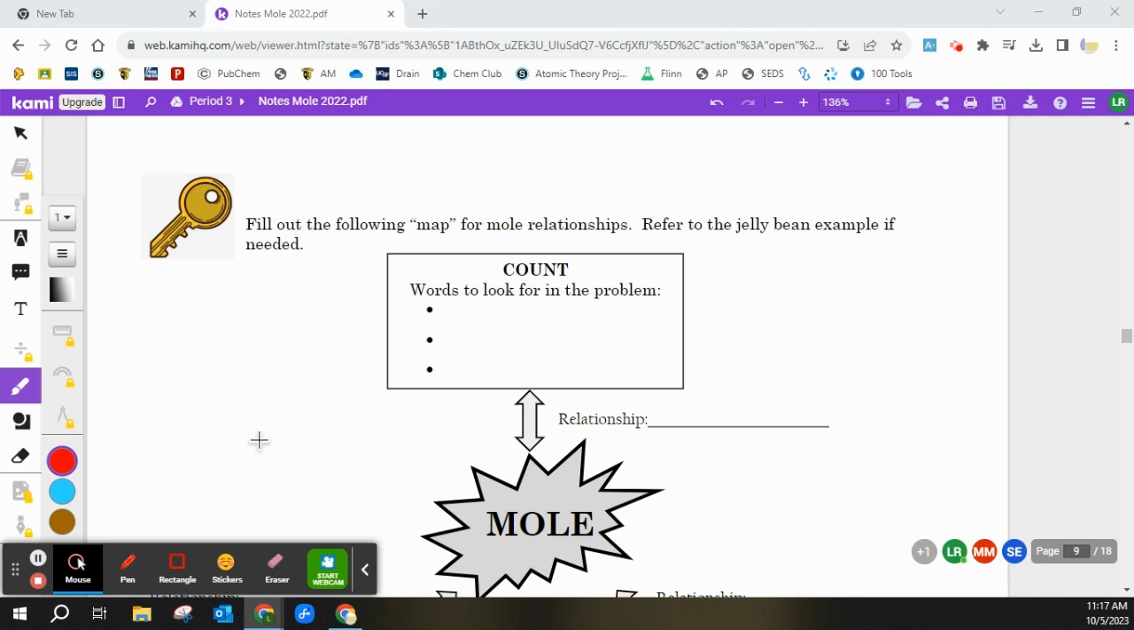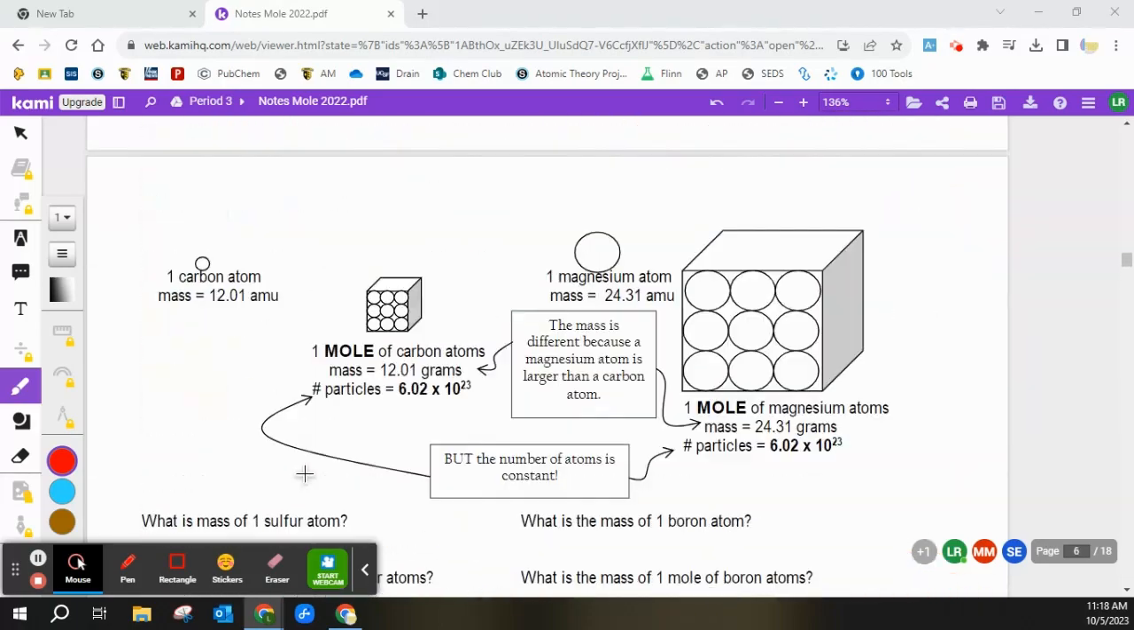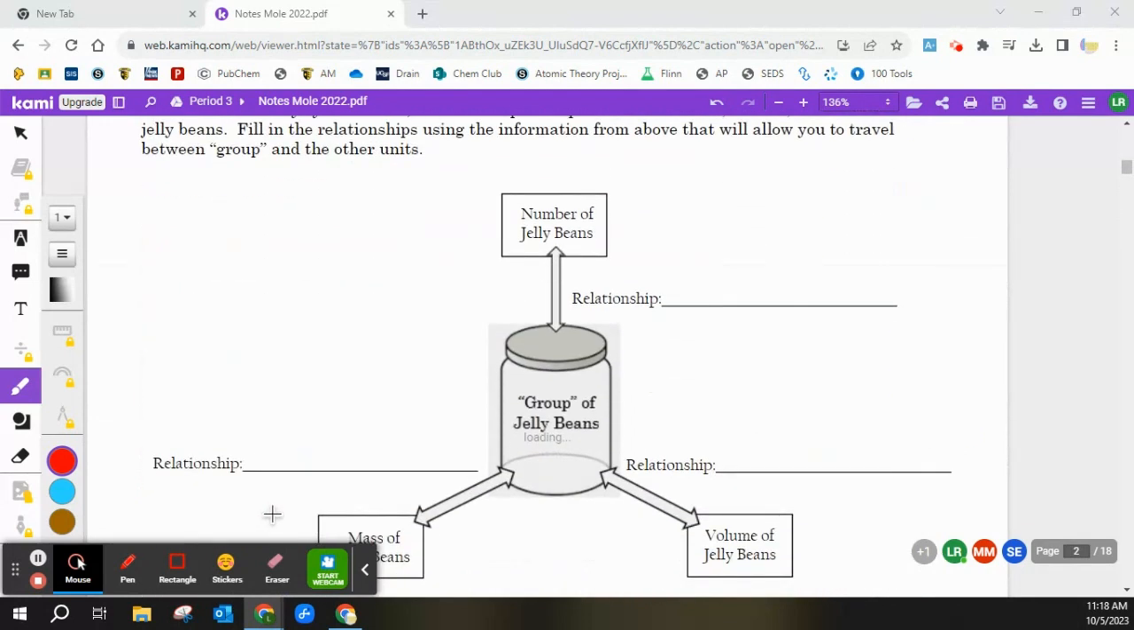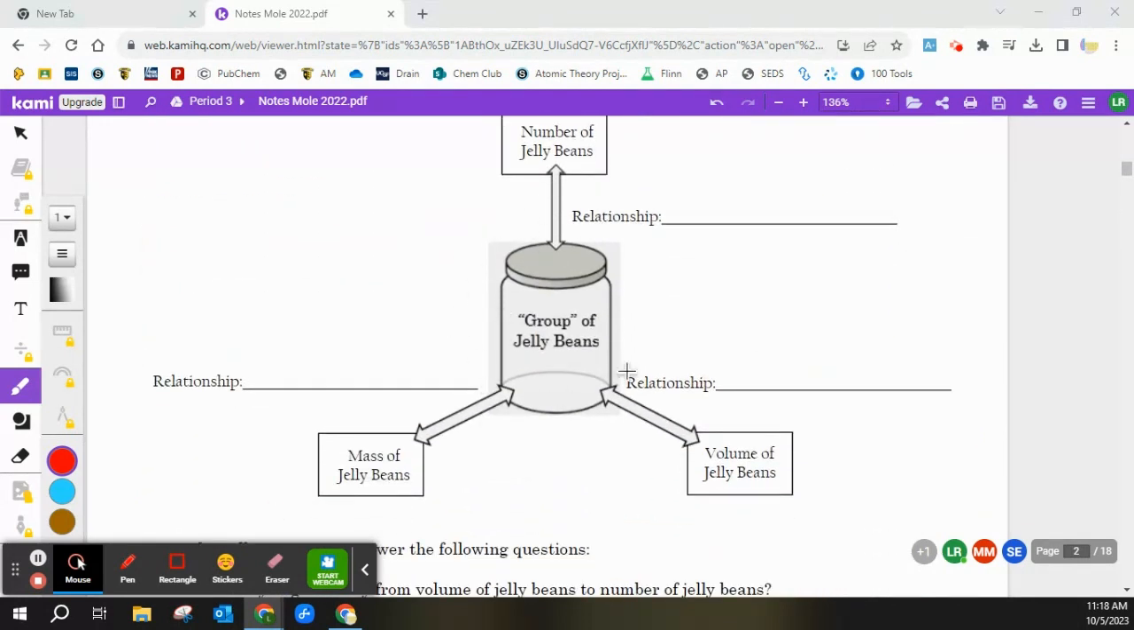Okay, now let's put this all together. So just like the jelly beans, and I'm going to scroll way back here. Okay, just like with the jelly beans, we had this little map where we have a relationship between number of jelly beans, mass of jelly beans, and volume of jelly beans. And we had to go to group in between.